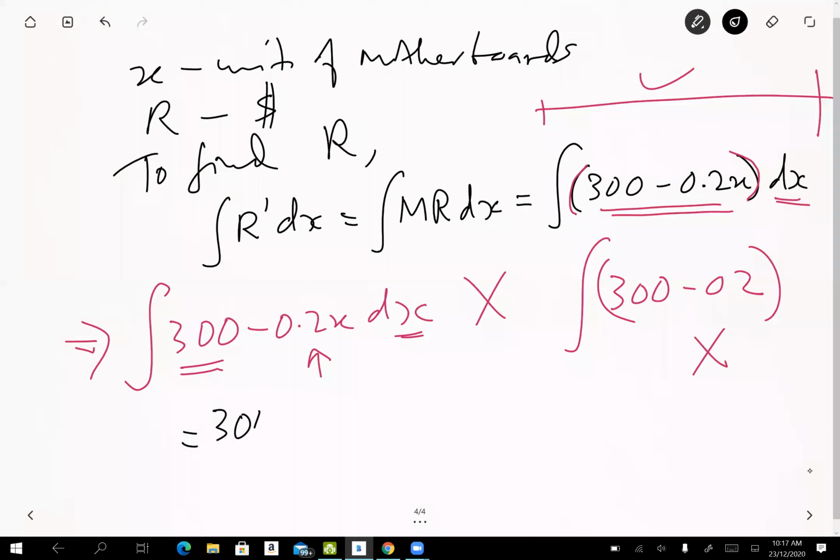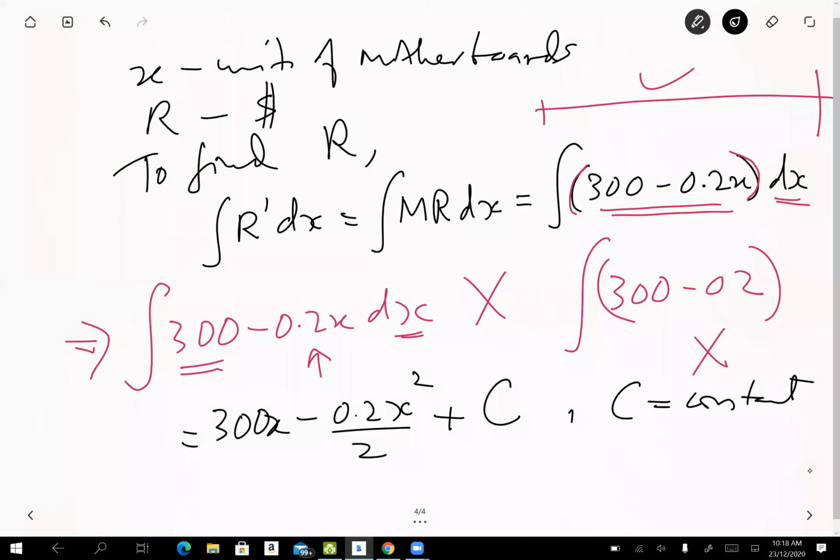We've got 300x minus 0.2x squared over 2 plus c. That c is a constant. That c is not cost, it is the constant. Or you can use k. Some people use k or c, it doesn't matter, but we just use c. So that is our revenue function. Now, that is for part A.